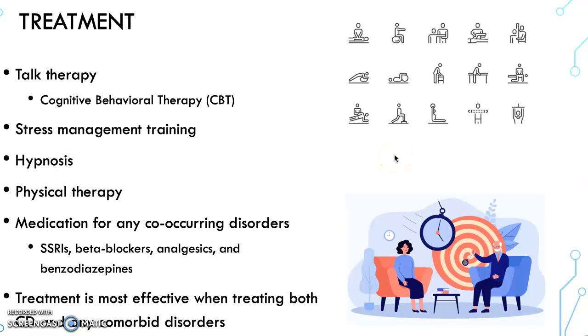So for treatment, one of the main forms of treatment is talk therapy, cognitive behavioral therapy, which helps people identify negative or irrational thought patterns and respond to challenges more effectively. And CBT also can help people build better coping mechanisms. There's also stress management training, hypnosis, physical therapy, and medication for any co-occurring disorders such as SSRIs, beta blockers, analgesics, and benzodiazepines. And treatment is most effective when treating both conversion disorder and any other comorbid disorder.